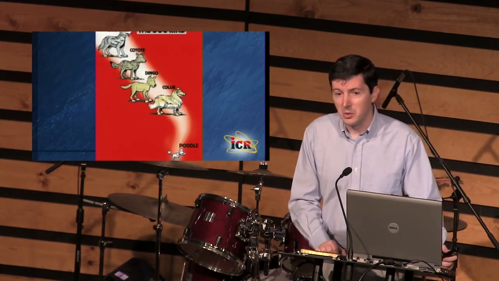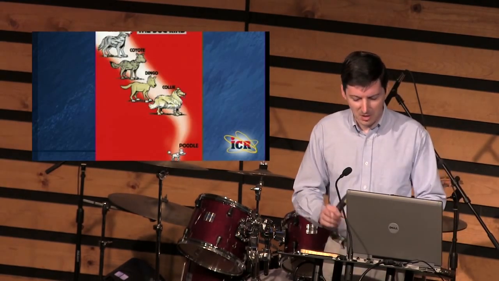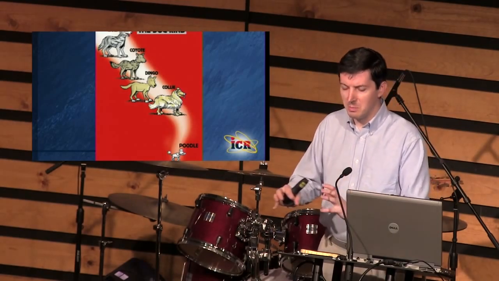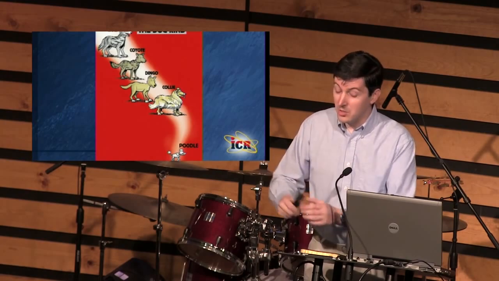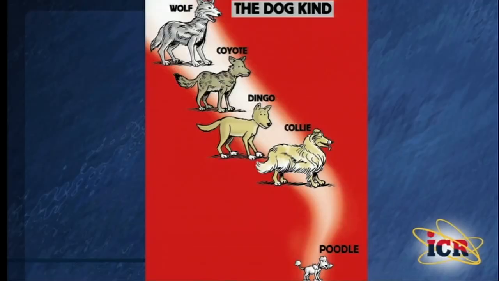We think the dogs on Noah's Ark would have been more like the wolf kind because they have a lot of the heterozygous genome, lots of different potential for variation. But then as you selectively breed those down and you concentrate the mutations, you get down to the poodle, and that's pretty much it. That's kind of the bottom of the line of the dog kind, basically.